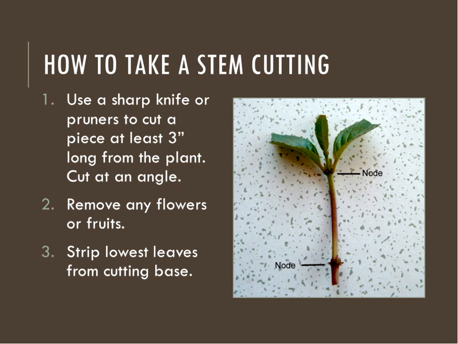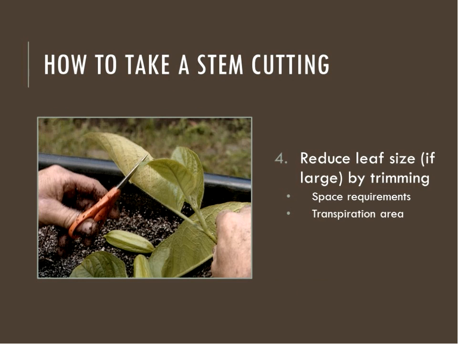There's 2 reasons you do this. One, usually flowers and fruits are going to fall off your cutting and rot in the media, which isn't very good. And also in some cases, if it's a flower that's just starting to bloom, they sort of drain energy out of your cutting, which you want all that energy for roots. You're going to strip the lowest leaves from the cutting base because, of course, we're going to stick the base of that cutting into some media. We don't want those leaves to rot.